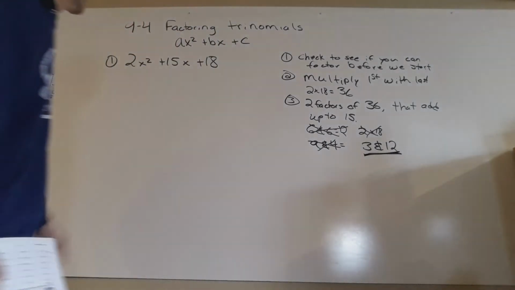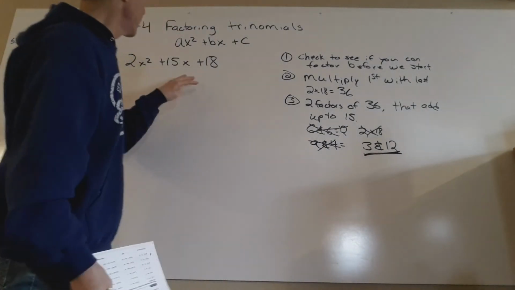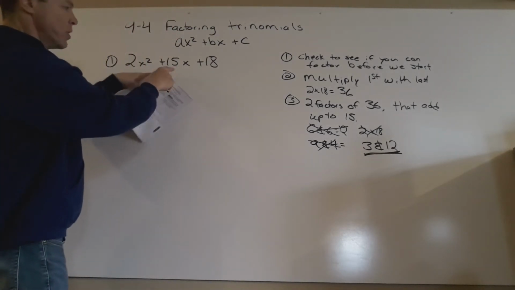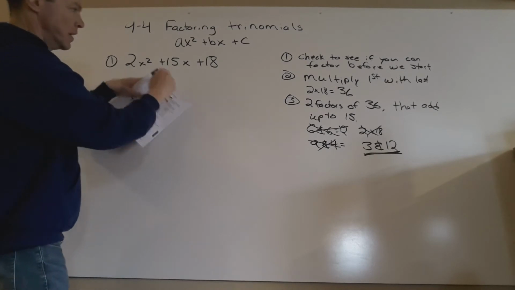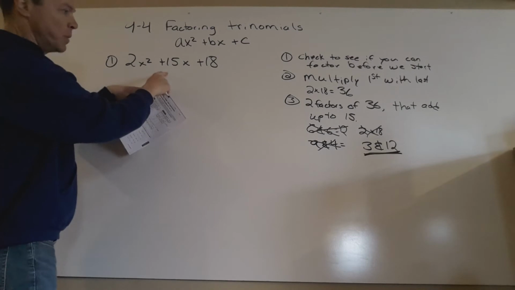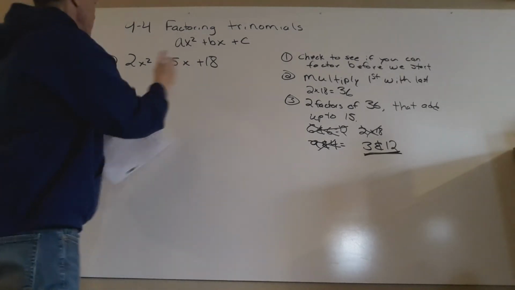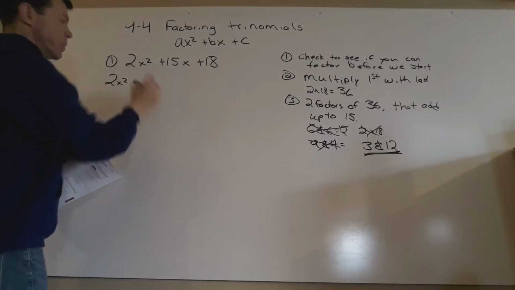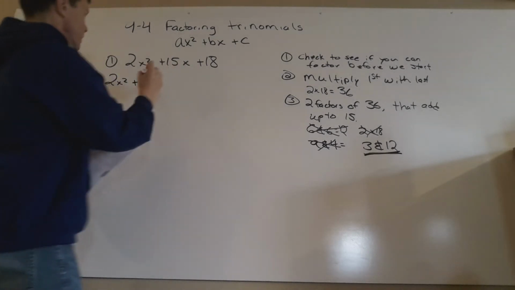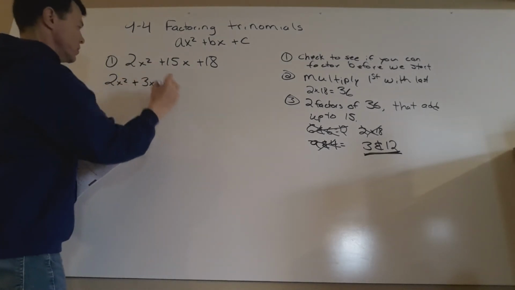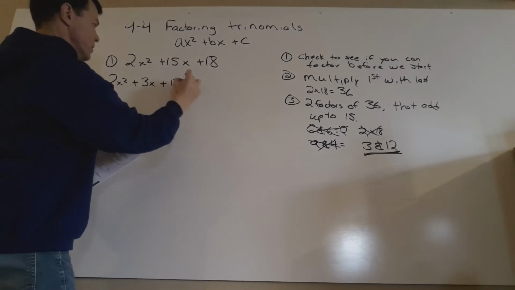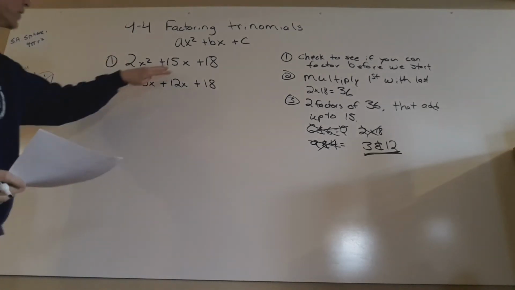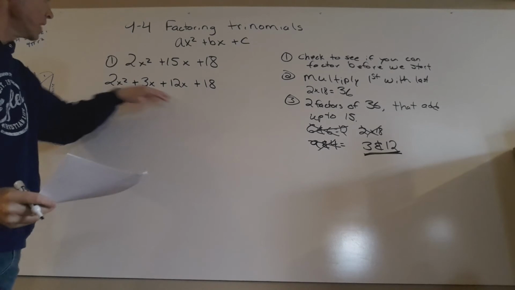And this is where it's different. We cannot do like what we had before, but I'm going to take this 15 here. I'm going to break it up into 2 parts. And you see what they're going to be. One is going to be 3x, and the other one's going to be 12x. I'm going to rewrite this. So 2x squared, and it doesn't matter which order you do these in for the 3 and the 12, plus 3x plus 12x plus 18. So all I've done is take the 15 and split it into 3x and 12x.